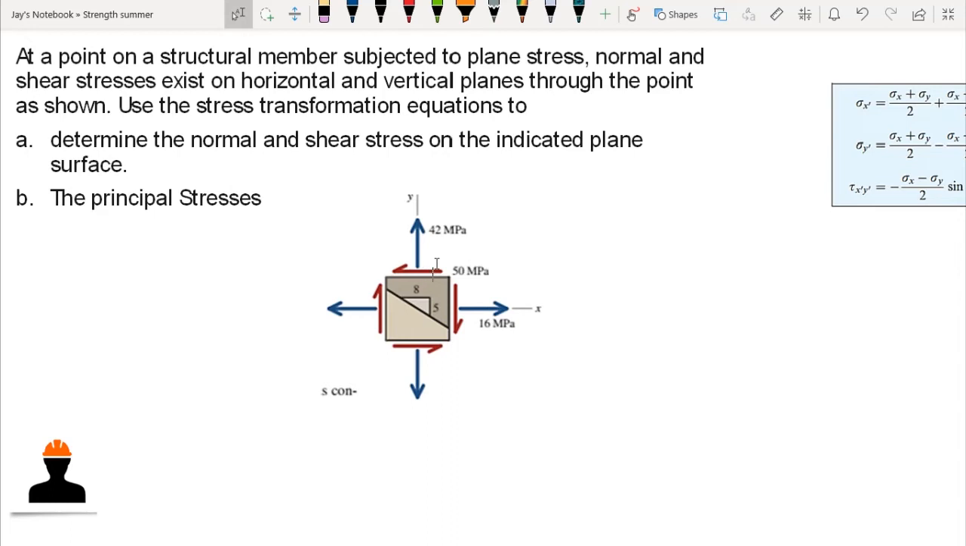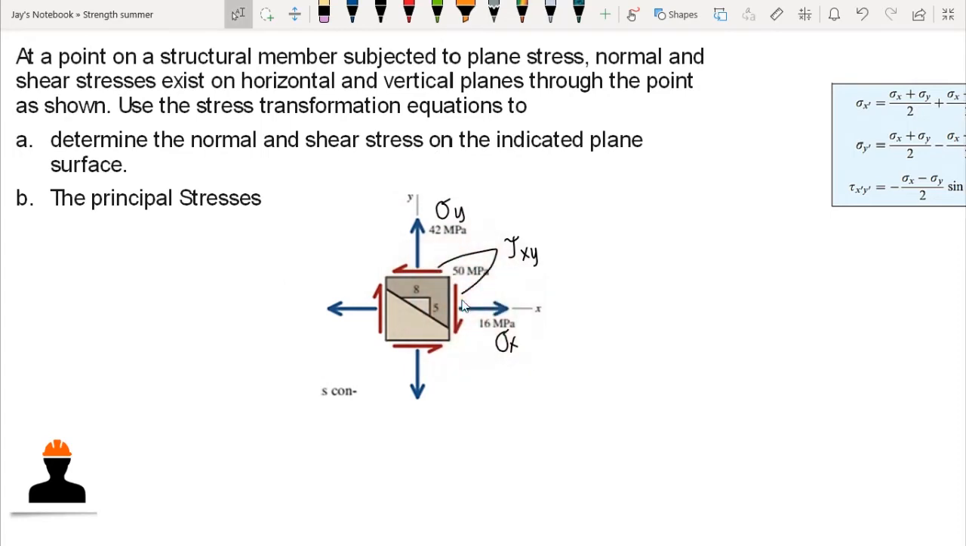letter B, the principal stresses. So again, take note, this is the stress element in which we have a normal stress here. This is our normal stress Y, 42 megapascal, and this is our normal stress X. This is 60 MPa, and this is our shear stress, let's say that's XY. These are equal. So this is 50 MPa. At the same time, this is 50 MPa.